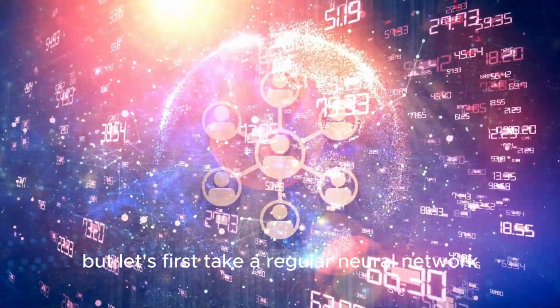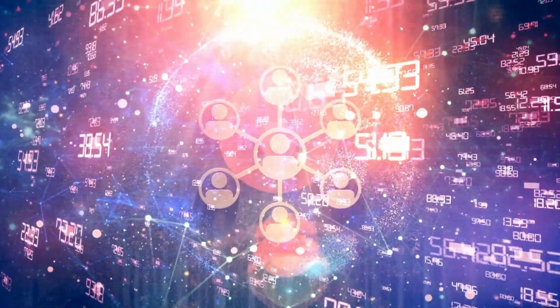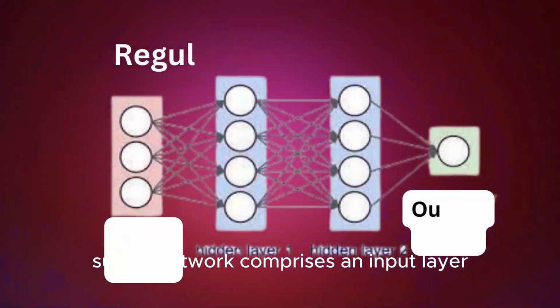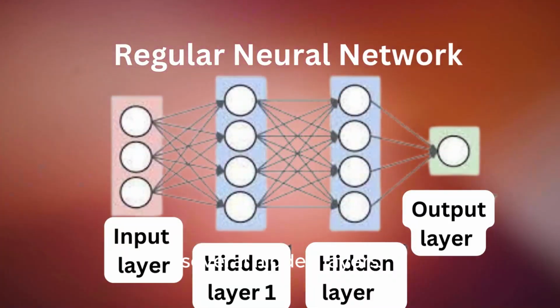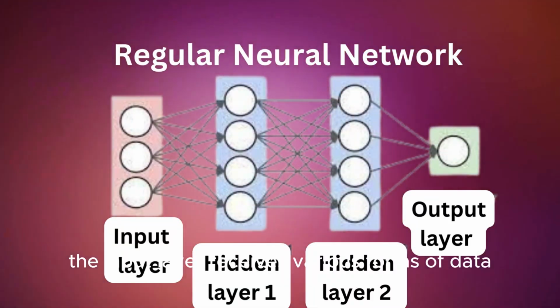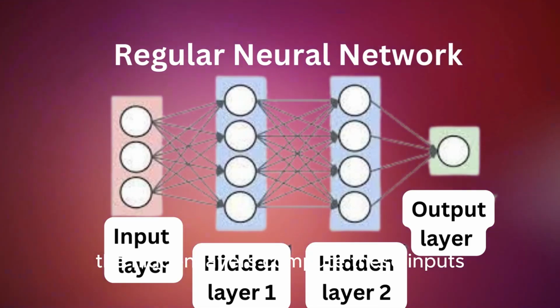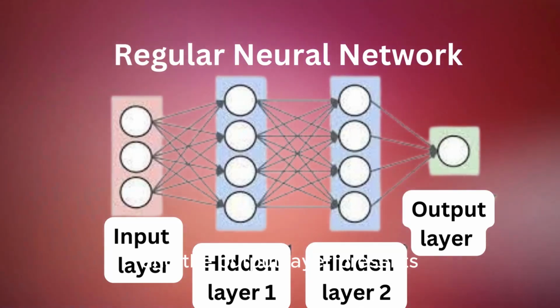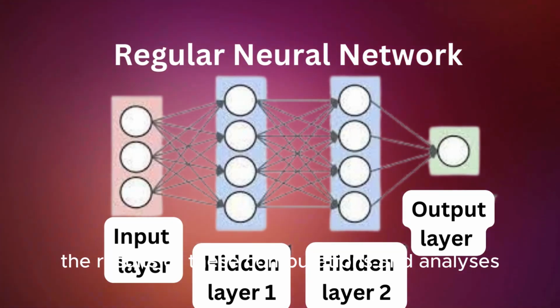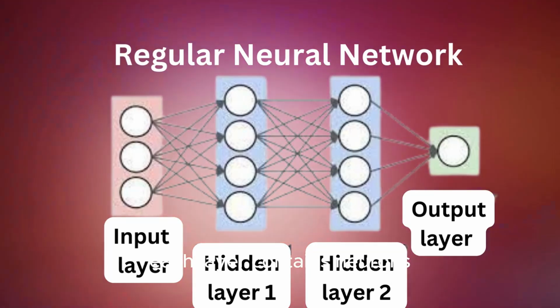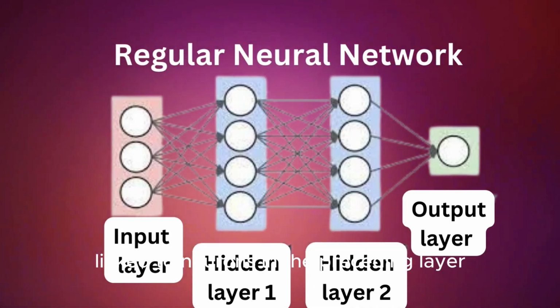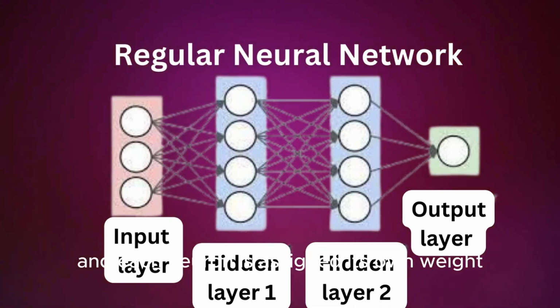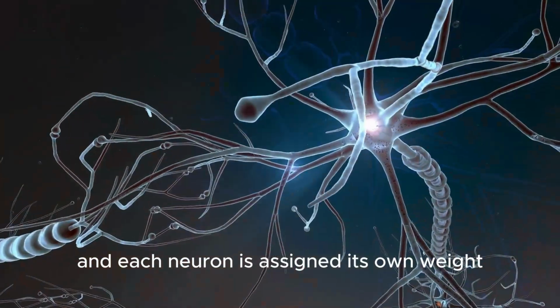But let's first take a regular neural network. Such a network comprises an input layer, several hidden layers, and an output layer. The input layer receives various forms of data, the hidden layers compute these inputs, and the output layer presents the results of these computations and analyses. Each layer contains neurons linked to neurons in the preceding layer, and each neuron is assigned its own weight.